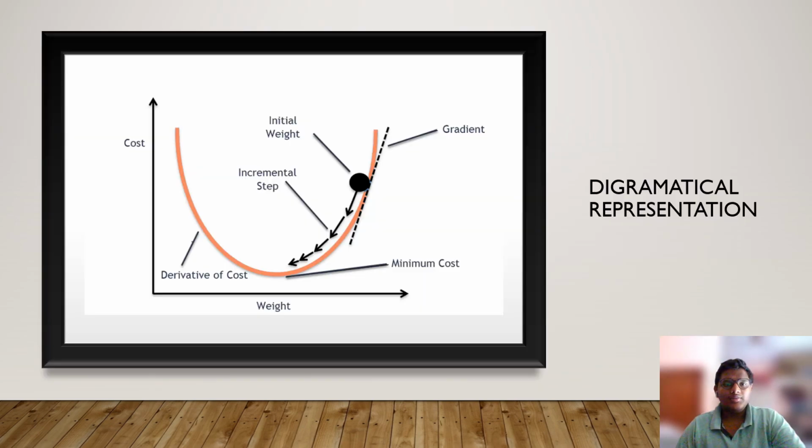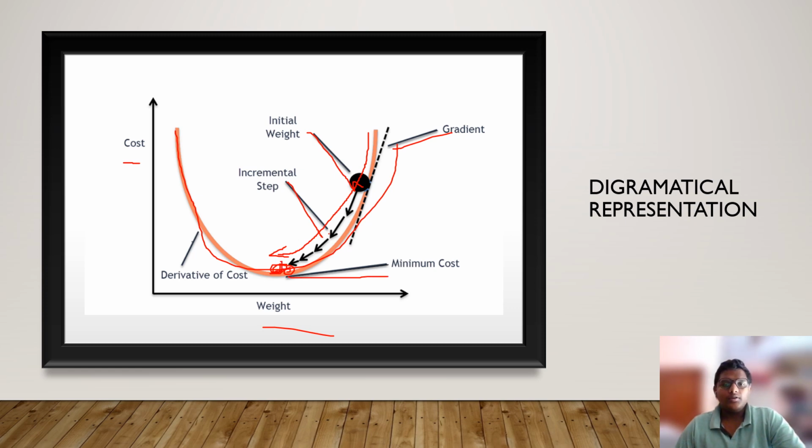So moving to the next slide. This is a pictorial, diagrammatical representation, where you can see the cost versus weight. The weight is related to the slope between the cost and the weight. Here you can see the gradient: it starts from an initial weight and moves in incremental steps. Starting from this point, the gradient keeps stepping, and at last we reach the minimum cost. This is known as the local minima.